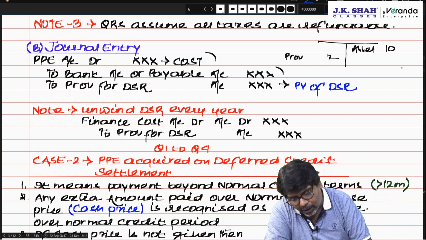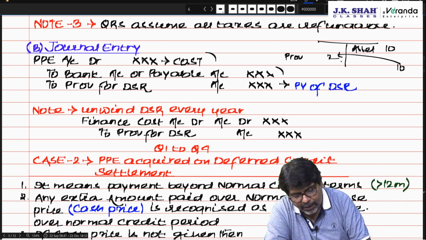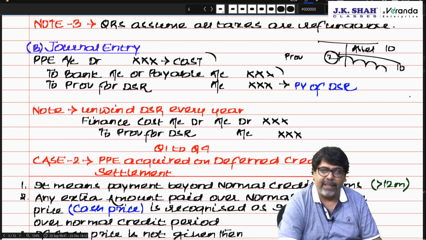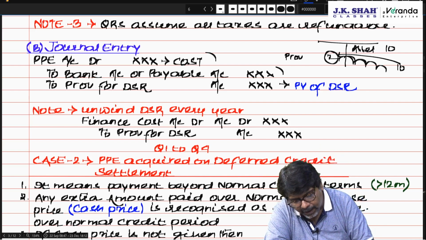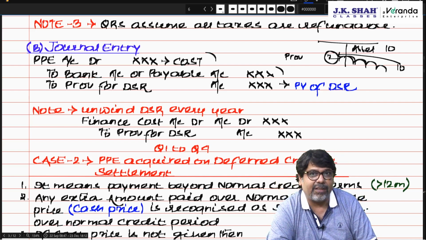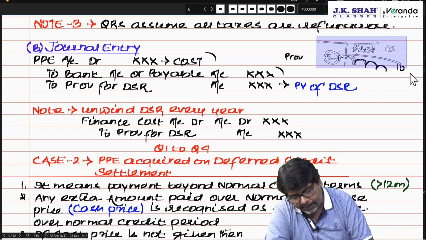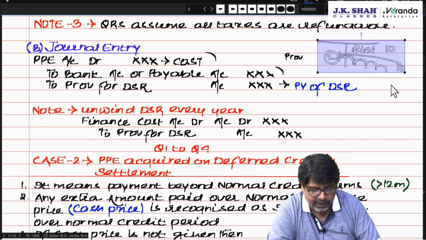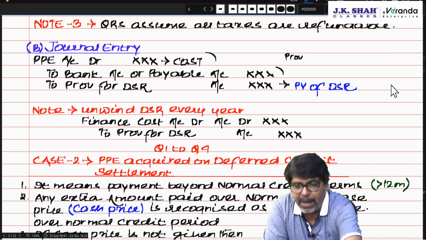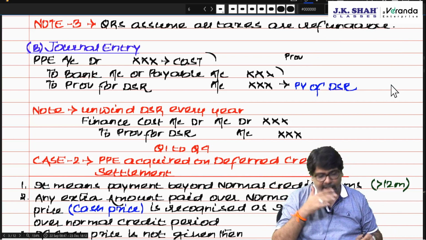Correct? Because we have got, suppose we were planning to incur 10 rupees. Its present value is 2 rupees. So every year this will unwind. That we have done it in financial instruments. Every year that will unwind. That interest will be is finance cost, that will be transferred to P&L as finance cost. Am I clear? So provision for DSR will appear in balance sheet liability as non-current liability.